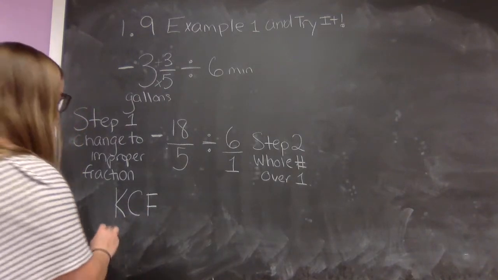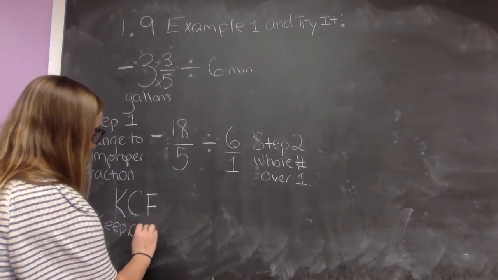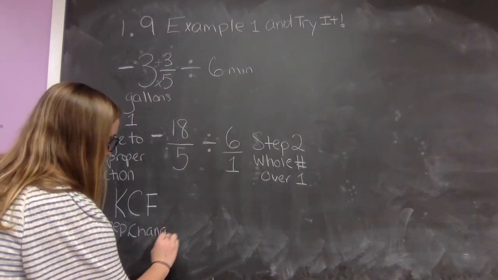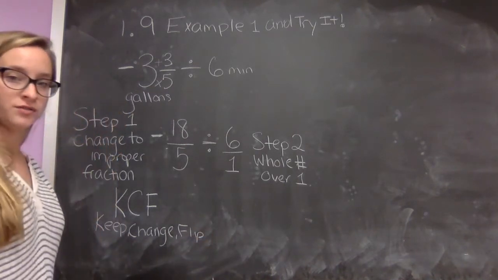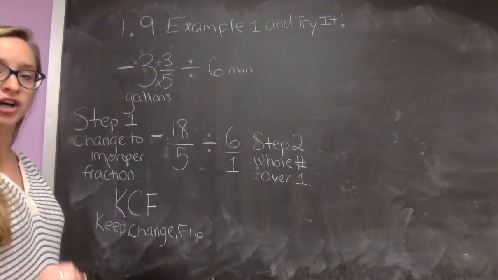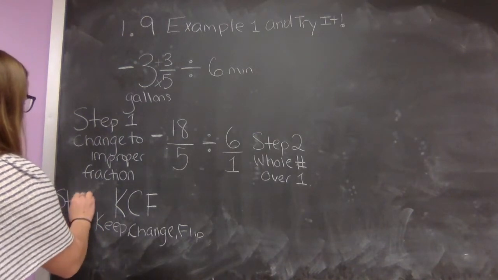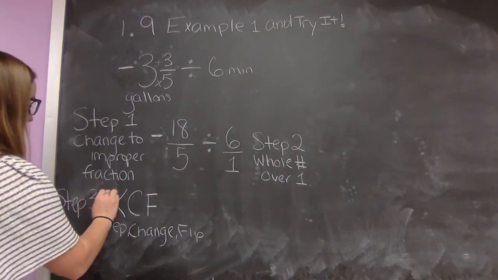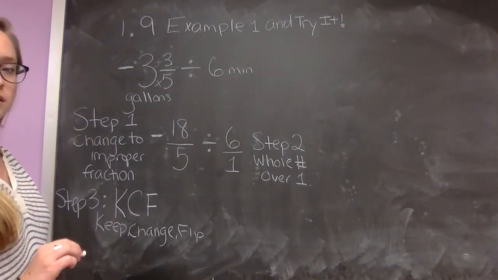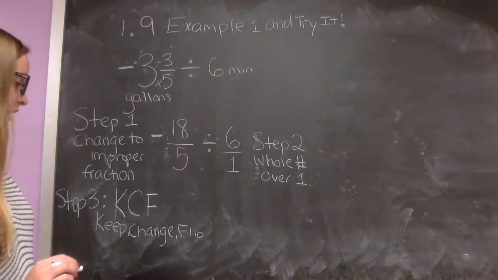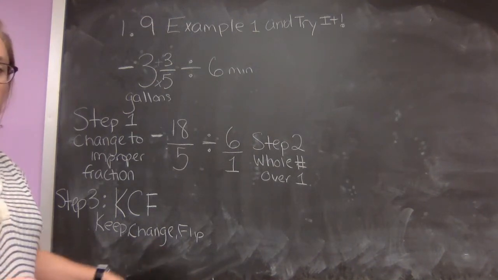Okay, so we are going to keep, change, and flip different parts of this problem, okay? And I'm going to check each one off as I go because this is going to be step 3 and it's got a couple mini parts to it. Okay, so step 3 is K, C, F, okay? Have to be careful not to say KFC: keep, change, flip.